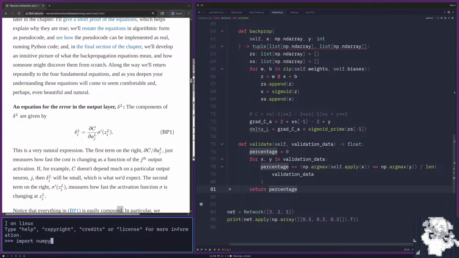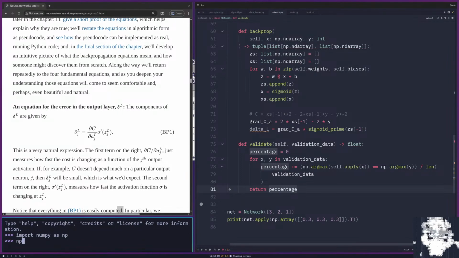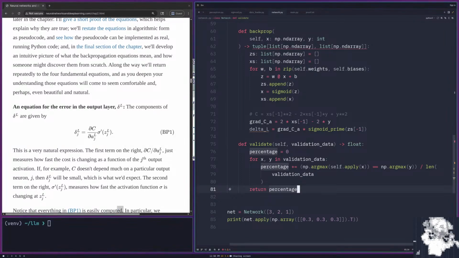import numpy as np. np.array, let's say it's 0, 0, 1, 0. If we take np.argmax, we want this to say 0, 1, 2. And it does. So that is what we want. Okay, so we figured out how to calculate it.